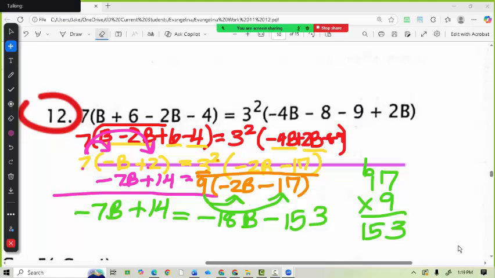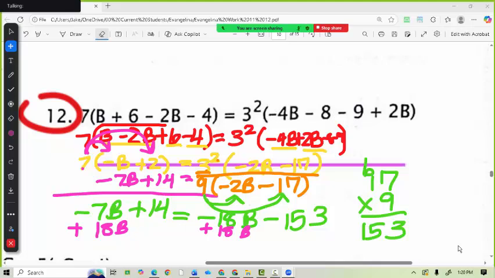All right, now that we have it to this point, we can try to get the variable on one side and everything else on the other side. So let's see. If I bring that negative 18b to the left, then I'll end up with a positive b, so I'm going to do that. Plus 18b.